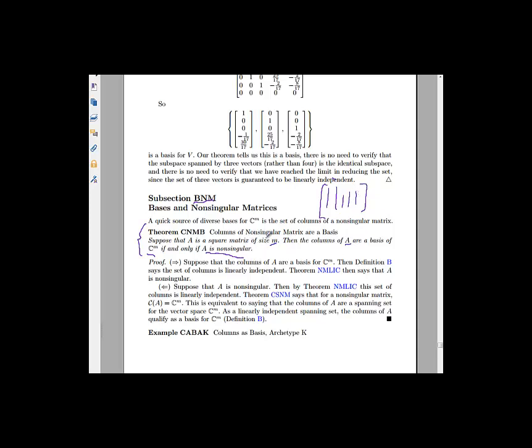Okay, so since this is a proof of if and only if, we have to show two things. We have to show that if the columns are a basis, then A is non-singular. On the other hand, we have to show if A is non-singular, then the columns form a basis. All right, so we go the first way. If the columns are a basis, now basis, one of the requirements of a basis is that the vectors be linearly independent. If the vectors are linearly independent, then we know that the matrix is non-singular. Okay, you can look back there at that theorem.